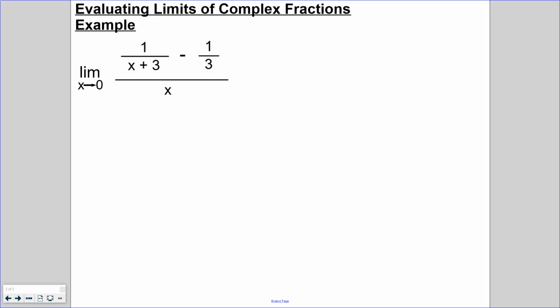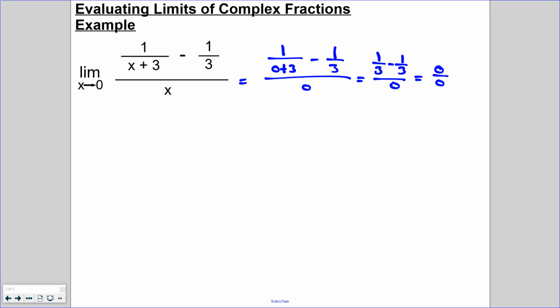Alright, so as usual, we always do want to plug in the x value here to see if we can use direct substitution, so that doesn't change with complex fractions. So we'll go ahead and substitute that in just to see what we get. We get 1 over 0 plus 3 minus 1 over 3 all over 0, which simplifies to 1/3 minus 1/3 over 0, or 0 over 0.